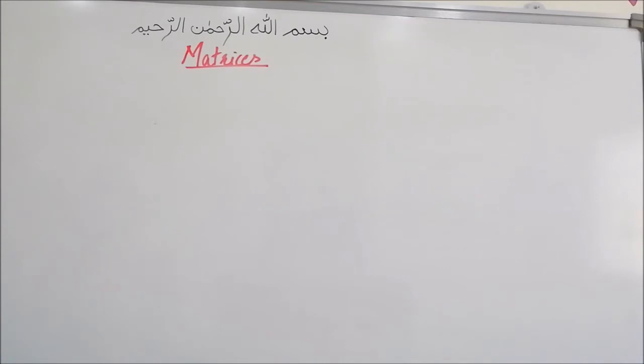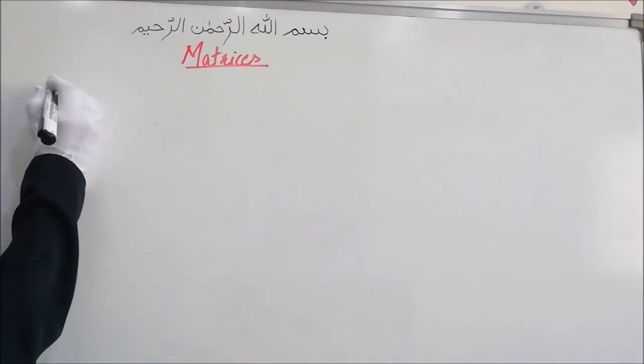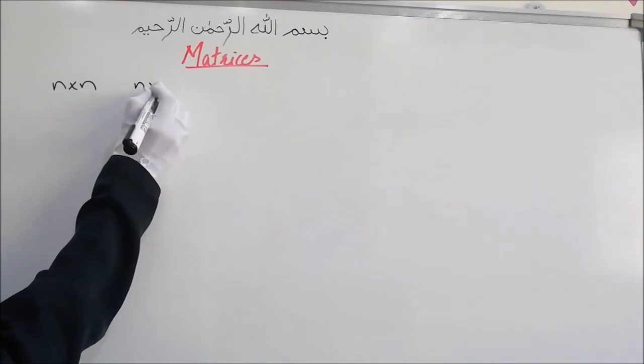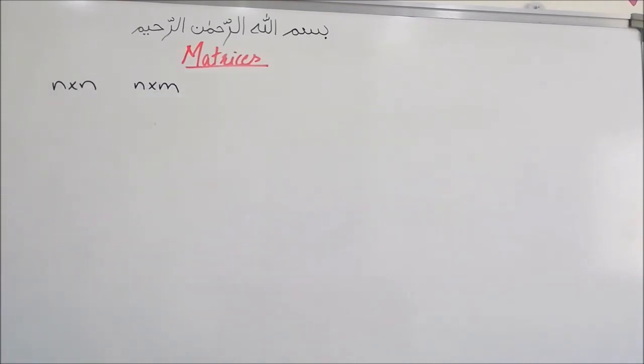Matrices are square or rectangular arrays of numbers or functions. We have two types of matrices, square matrices and rectangular matrices. Square matrices have the order n by n, and rectangular matrices have the order n by m. I'll quickly go over all this, okay?